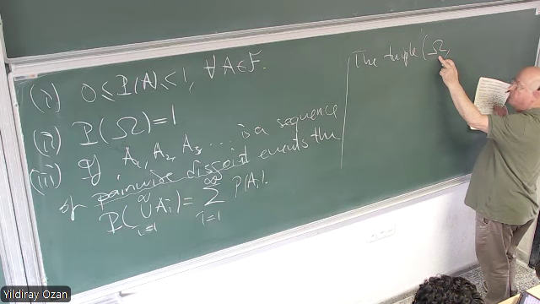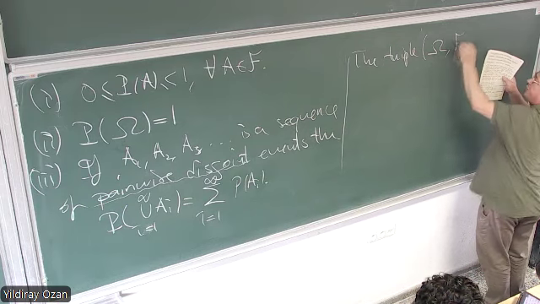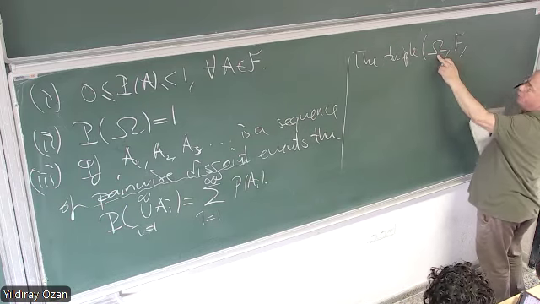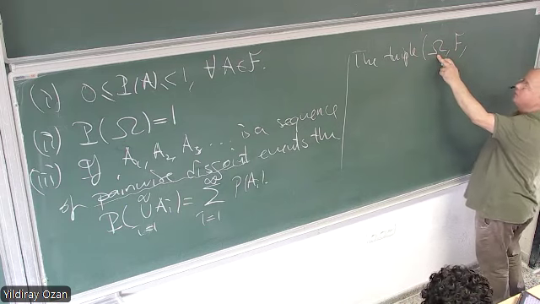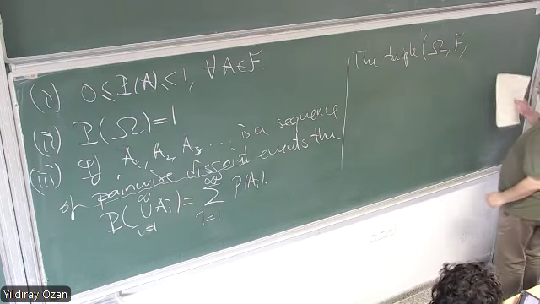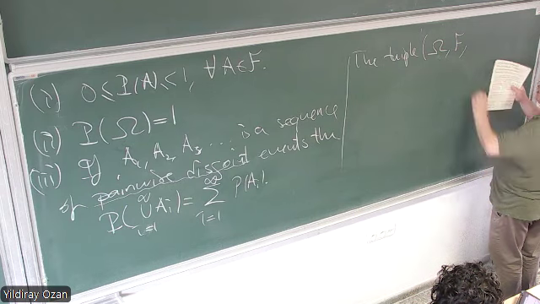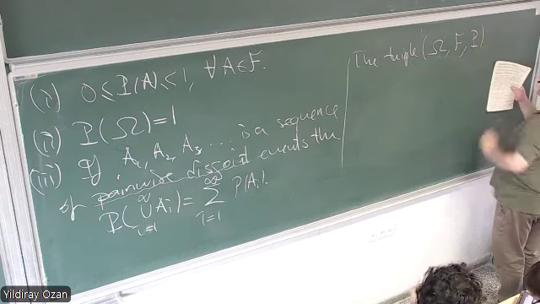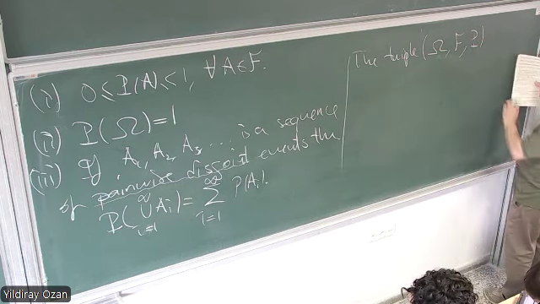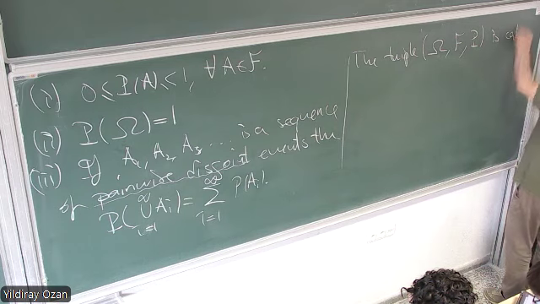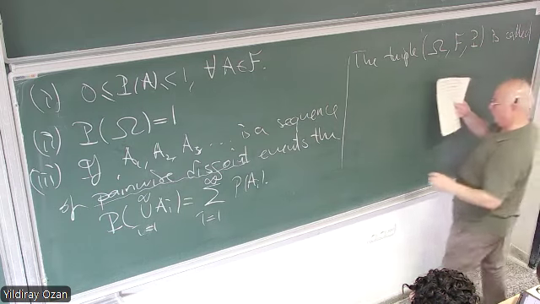The triple: we have this sample space, the set of results, outcomes of the experiment, the set of events, which is a collection of subsets of these samples, results of experiments, and the probability measure. This triple is called a probability space.